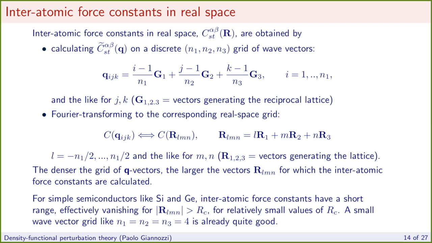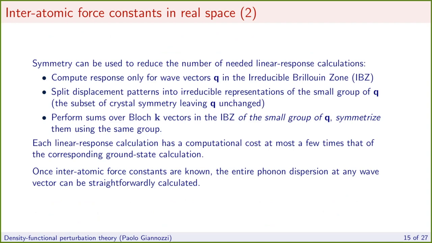Something that might be interesting and useful to know is how symmetry is used to reduce the number of linear response calculations. In quantum mechanics, we use symmetry in order to compute the response only for perturbations of wave vector Q in the irreducible wedge of the Brillouin zone. What is the problem? Once you have used the symmetry to reduce the wave vectors to the irreducible Brillouin zone, you can't use it again to reduce the sum over k points of the Brillouin zone that is contained in the linear response calculation.